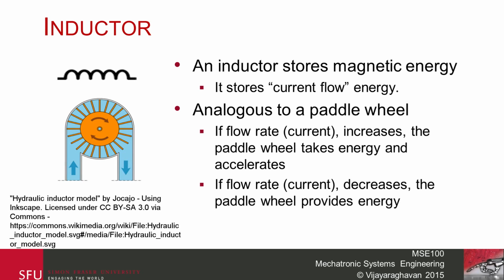The next component that you'll encounter is known as an inductor. An inductor stores magnetic energy. It stores the current flow energy, and it is analogous to a paddle wheel. If the rate of current tries to increase, the paddle wheel begins to rotate faster. As a result, it takes energy from the flow, and so it causes a potential drop. If on the other side the current flow tries to decrease, then the paddle wheel provides energy into the flow, thereby producing a positive voltage.